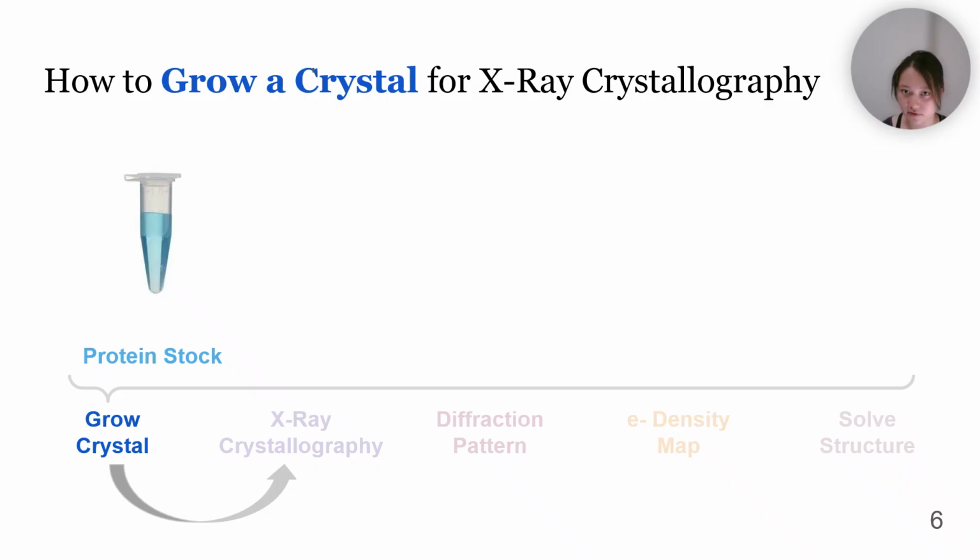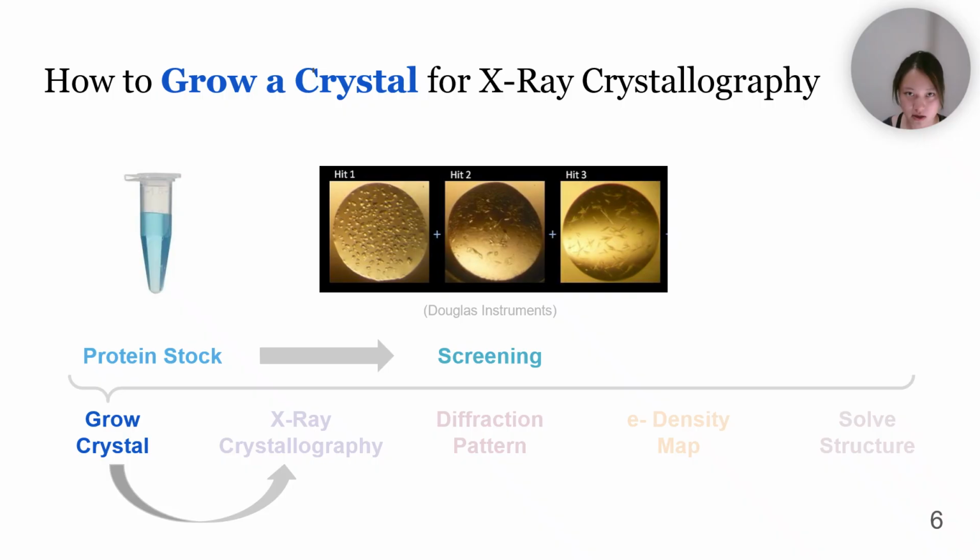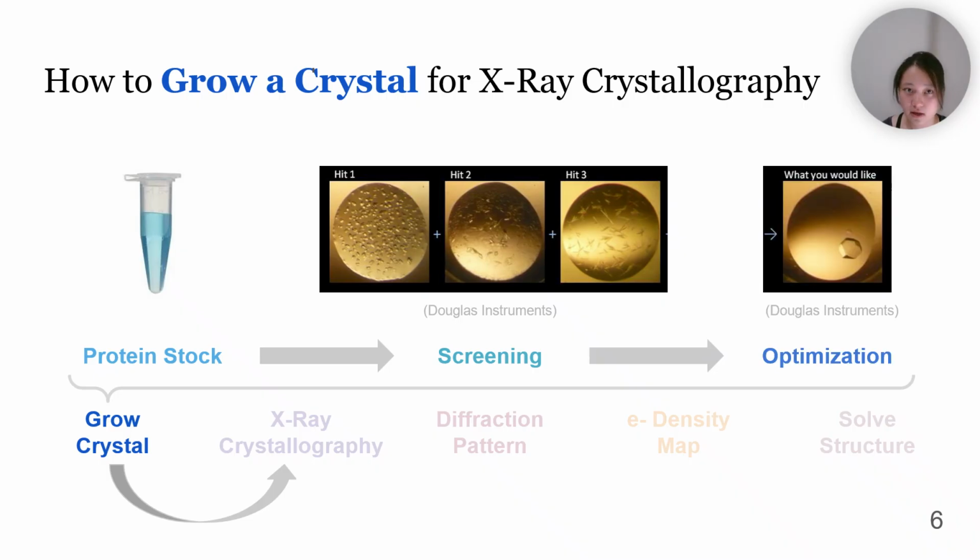First, you need to generate enough protein stock. Using this stock, you screen for conditions that may promote crystallization of the protein. This includes subjecting your protein to varying pHs, temperatures, salt concentrations, etc. Once you find a condition that seems promising, you try and optimize the conditions to grow larger crystals.